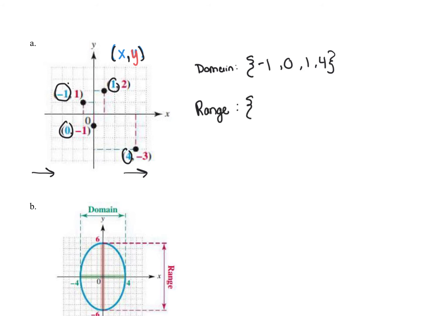My range is going to be the y's. So for range, read from the bottom up to the top, because range is a y thing and y's go from the bottom up to the top. So my very bottom right here is -3, comma, -1, comma, 1, comma, 2.